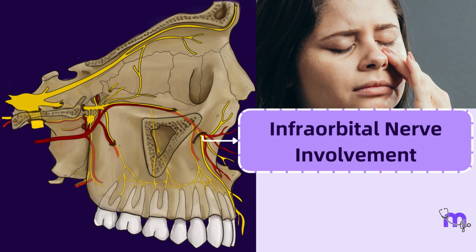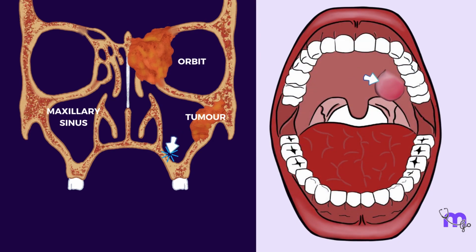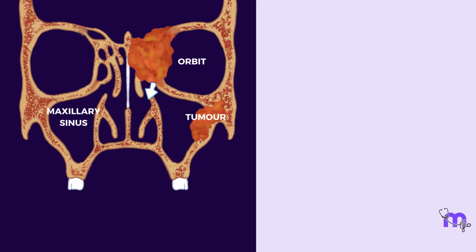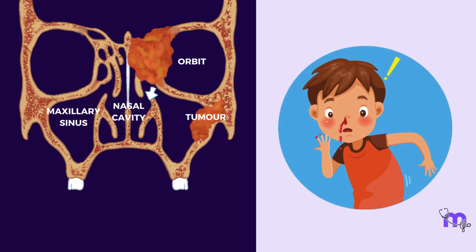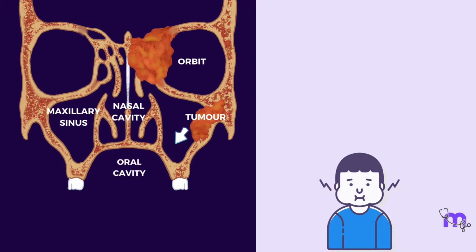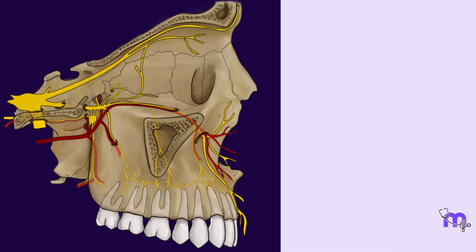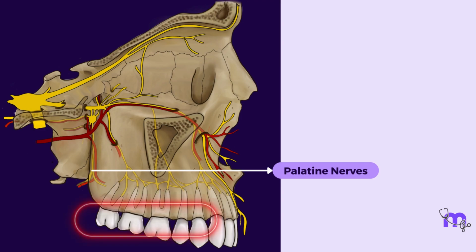Involvement of the infraorbital nerve can cause pain and anesthesia in the skin over the face below the orbit. Downward invasion into the floor may result in a visible bulge or ulceration of the palatal roof of the oral cavity. Medial invasion encroaches upon the nasal cavity, causing obstruction and epistaxis or nosebleeds. Lateral invasion produces facial swelling and a palpable mass in the gingivolabial fold. Posterior invasion may affect the palatine nerves, leading to severe referred pain in the upper teeth.